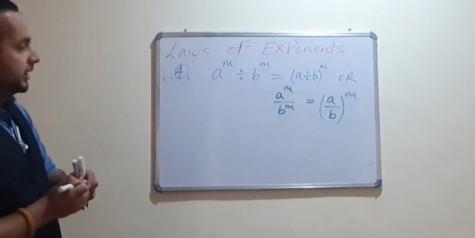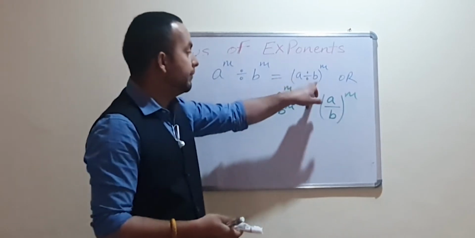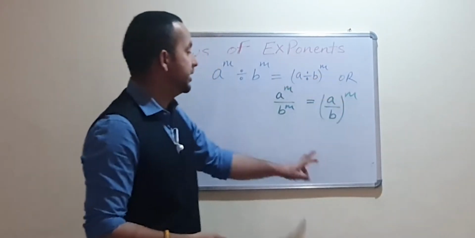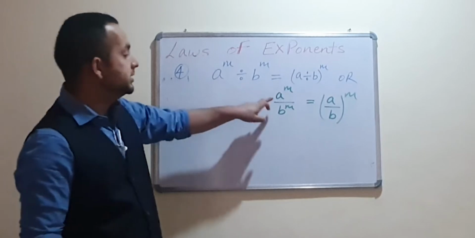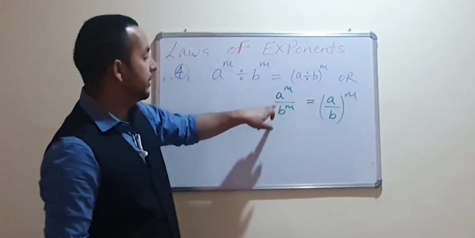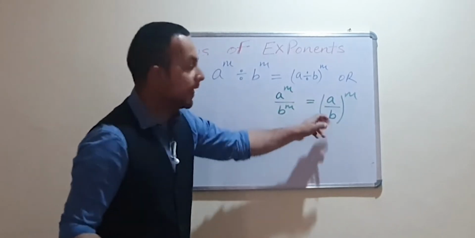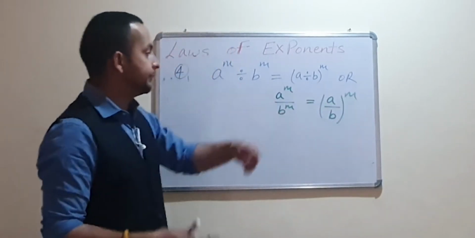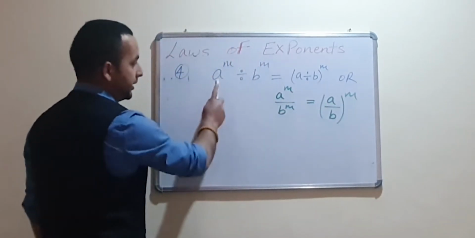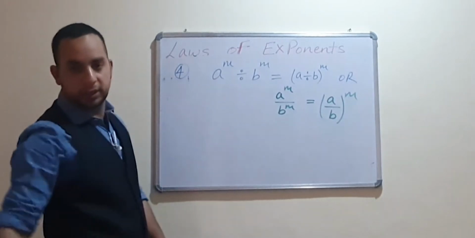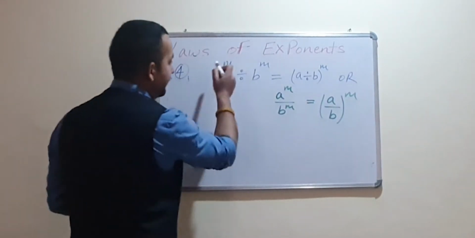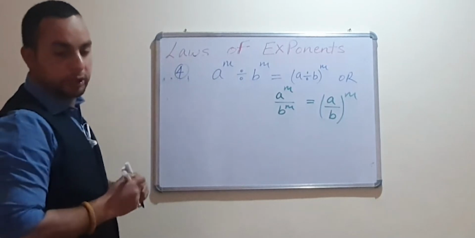a divided by b whole raised to the power m can be written as a raised to the power m divided by b raised to the power m, or a divided by b and whole raised to the power m. On the basis of this law, we are going to solve one example.